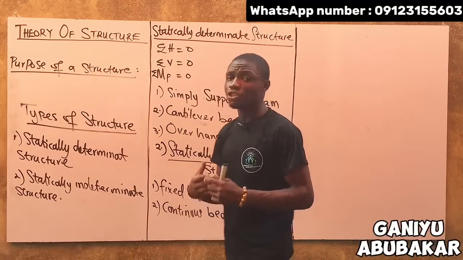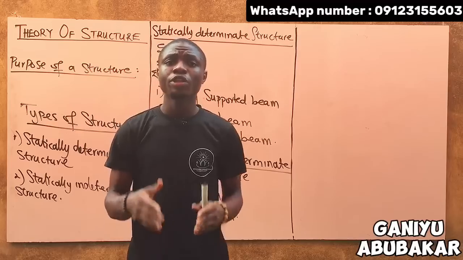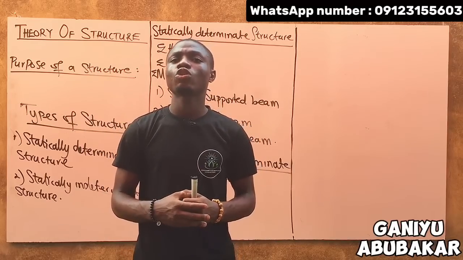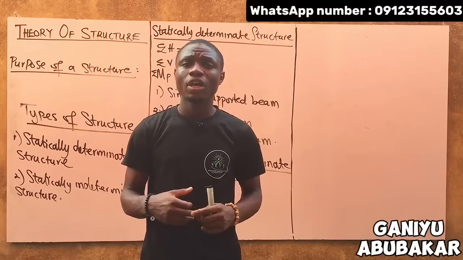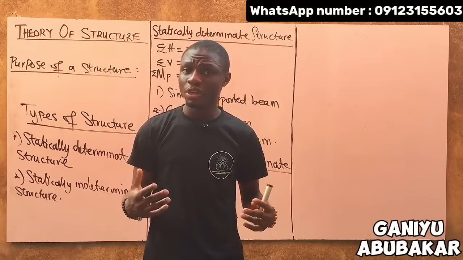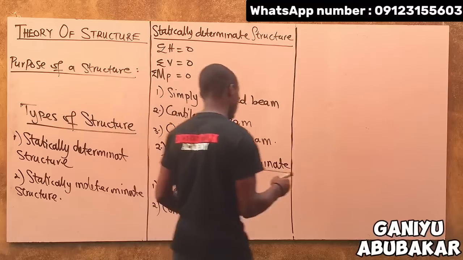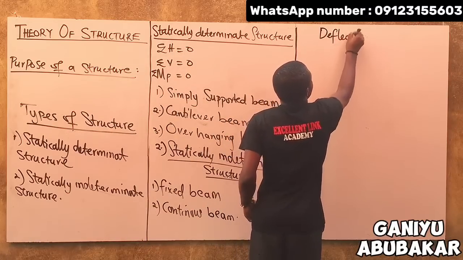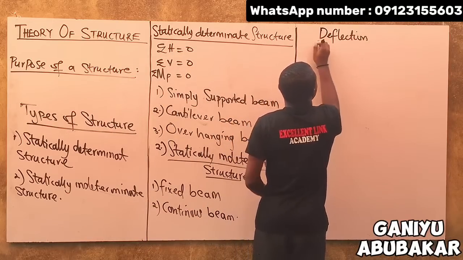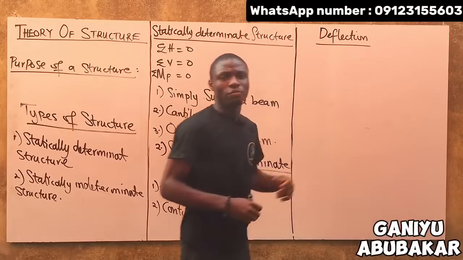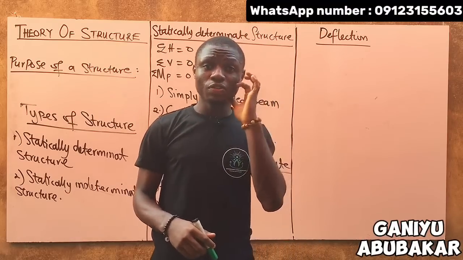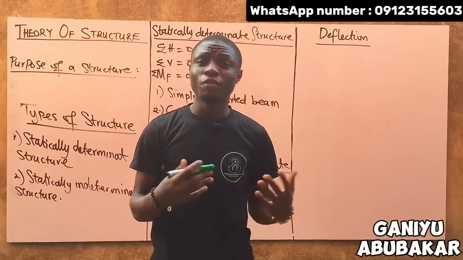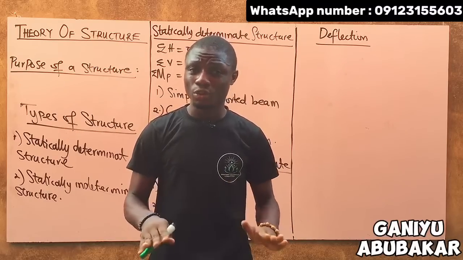So I have discussed the definition of structure, the purpose of the structure, and the two types of structure that we have. Let's discuss one more important concept, right? Before we dive into derivation, let's discuss something called deflection. So what's the definition of deflection? Deflection is simply the deformation of a member, that's all, right?